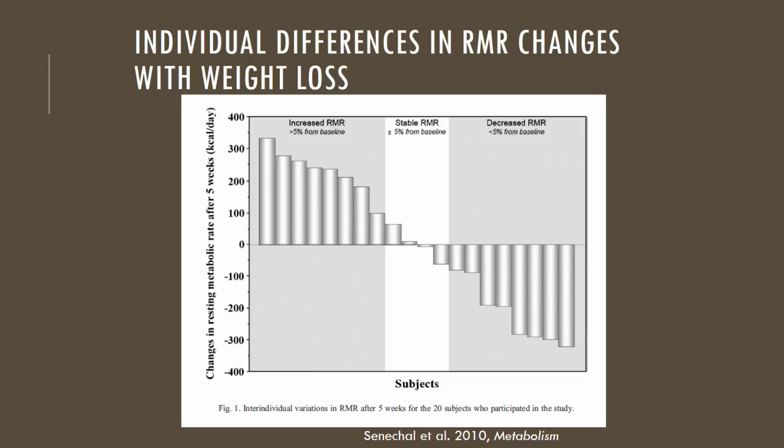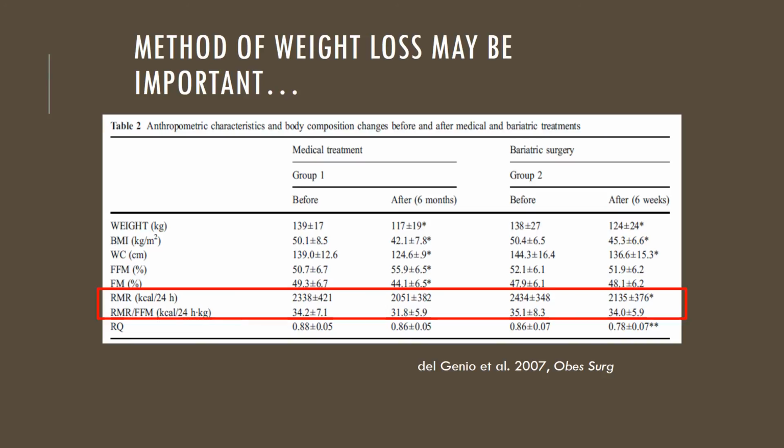So this suggests that maybe everybody responds differently. Maybe we're genetically programmed, some of us, to decrease metabolic rate or not, or increase it even after we lose weight. It's also possible that the method of weight loss is important. Can we help ourselves or help others who want to lose weight and keep it off? Can we help them by helping them lose weight in an appropriate manner?